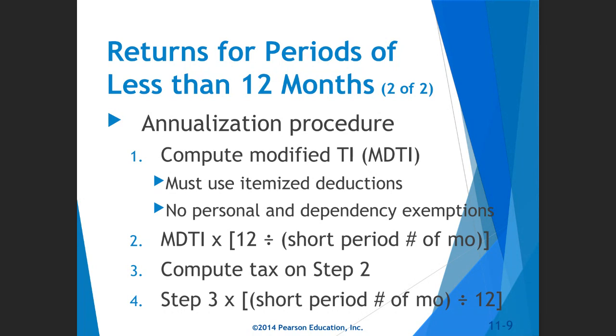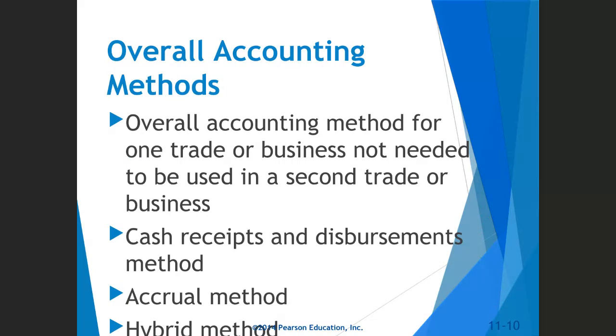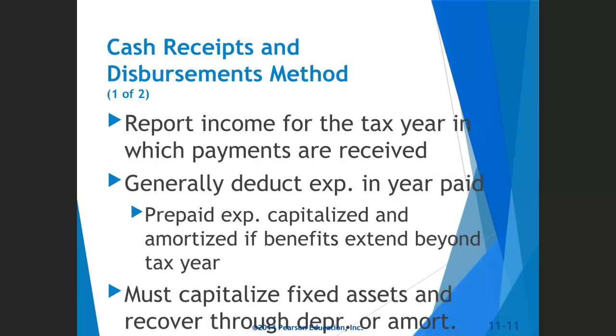Determine modified taxable income. Individuals must compute their taxable income في قانون 12 months على عدد الأشهر في short period، أو عدد الأشهر في short period على 12 months. Then compute the tax on the resulting taxable income using the appropriate tax rate schedule. And then we will multiply the resulting tax by the following fraction.